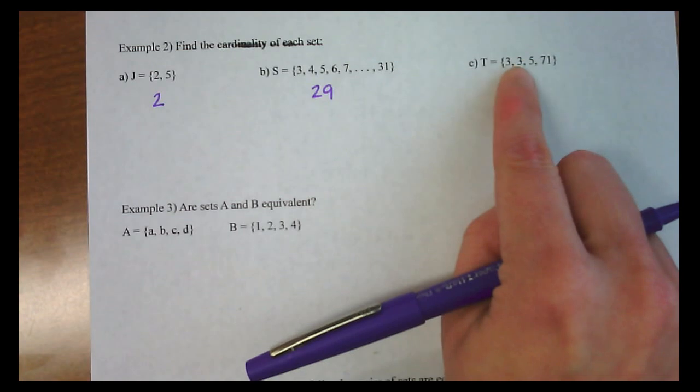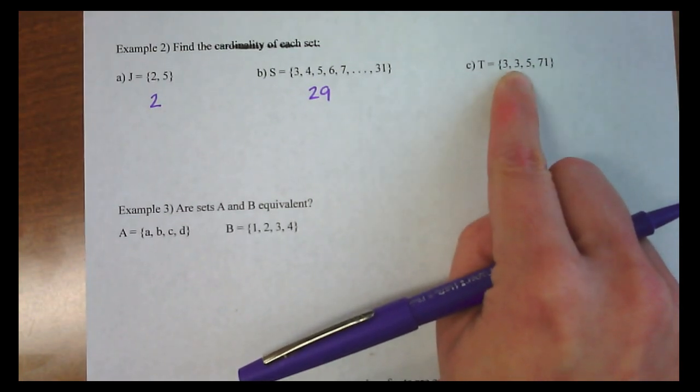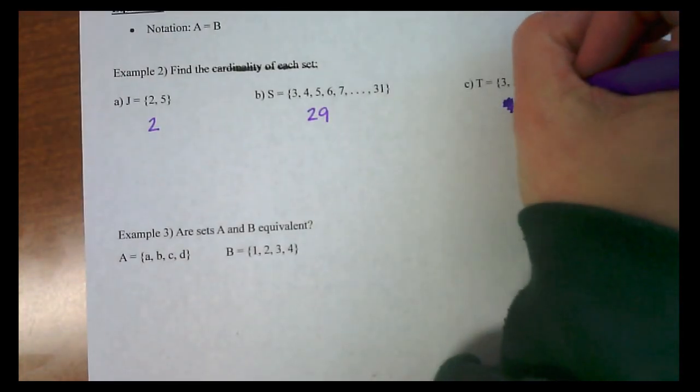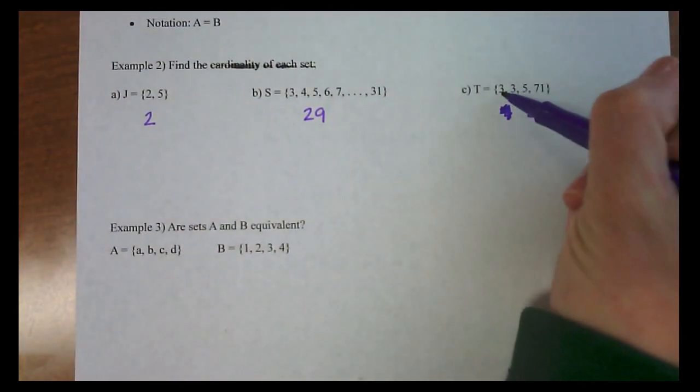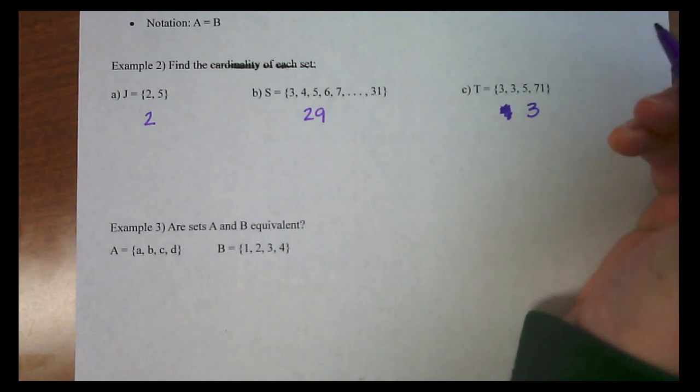For this problem, I originally wrote 4 as the cardinality, but you cannot count something when it's duplicated. So this is only 3. Since there are 2 identical items or elements, we don't count them twice.